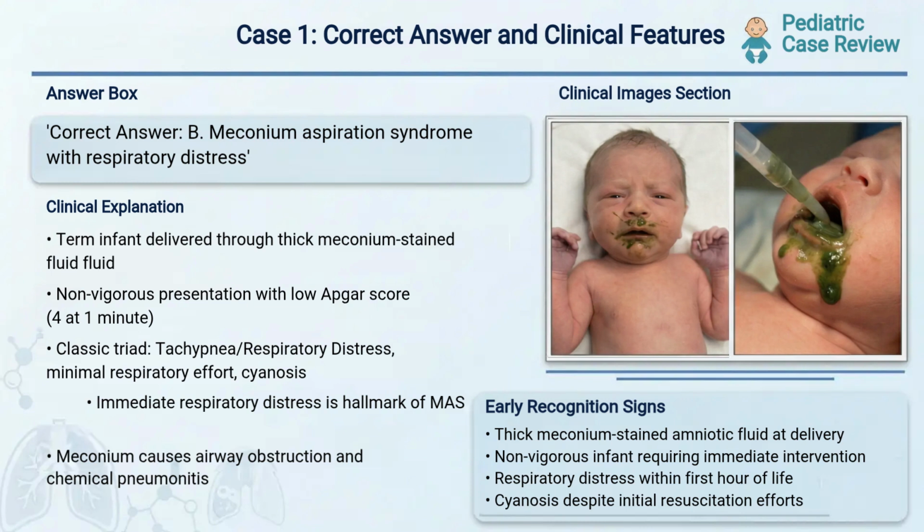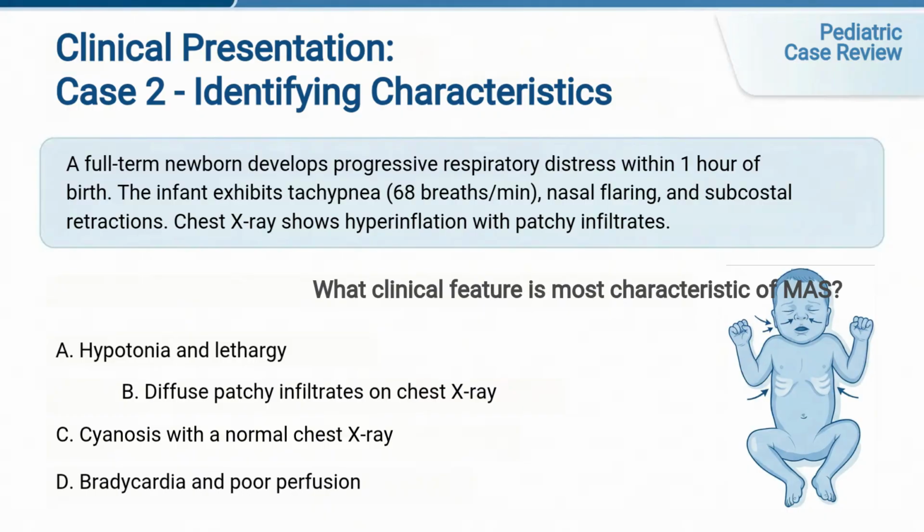Early recognition signs include thick meconium-stained amniotic fluid at delivery, a non-vigorous infant requiring immediate intervention, respiratory distress within the first hour of life, and cyanosis despite initial resuscitation efforts. Case 2. Identifying characteristics. A full-term newborn develops progressive respiratory distress within 1 hour of birth.